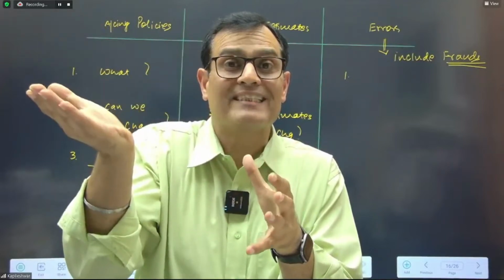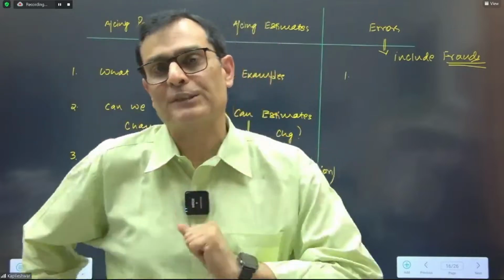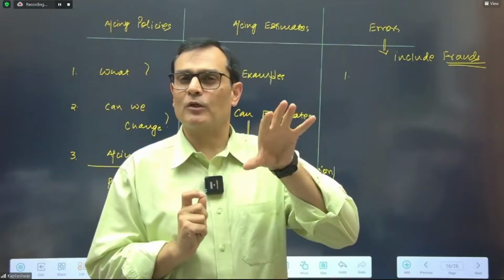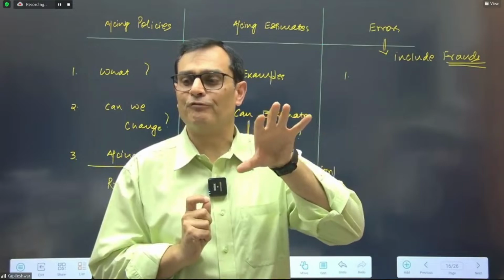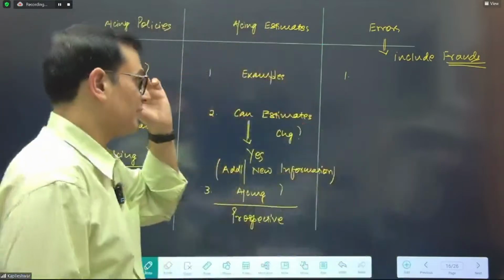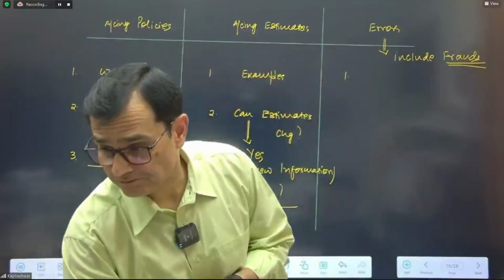It was already present and detected later. The fraud had already occurred. It was already present. So the detection is done, but the error was already present on the balance sheet date. The fraud was already present on the balance sheet date, right? It would be adjusting in nature. Okay. So let's come back to the concept of errors now.